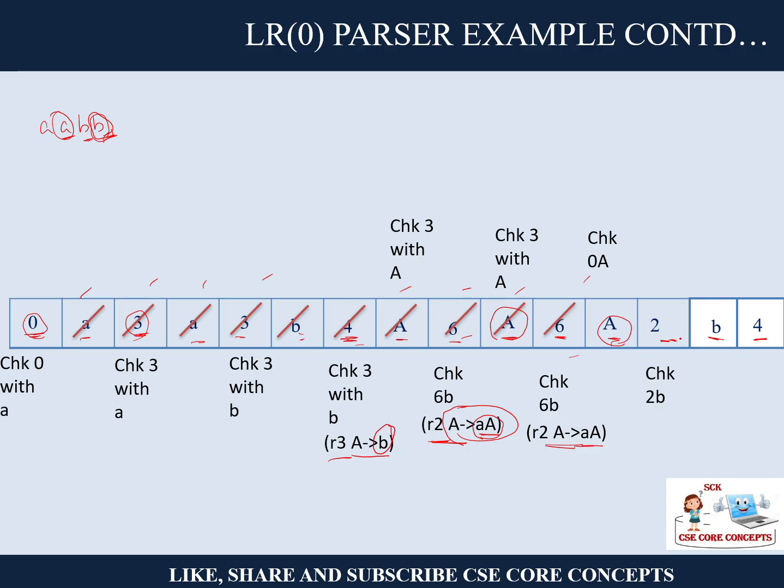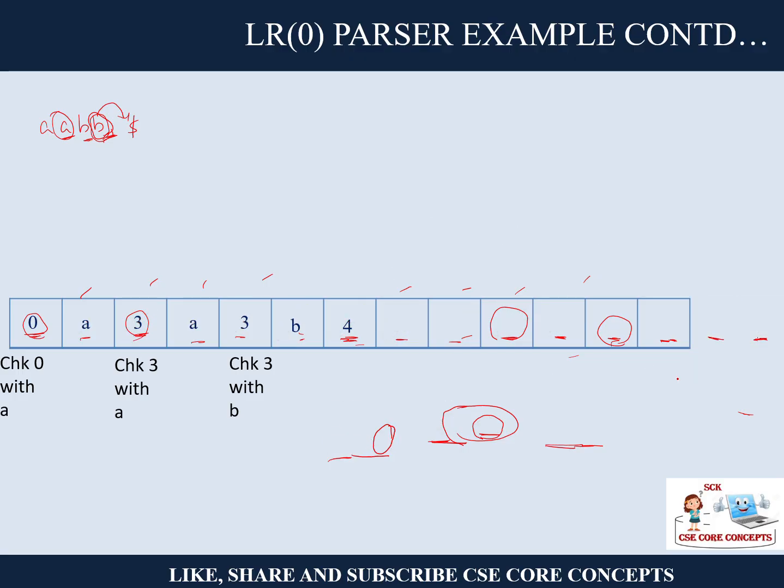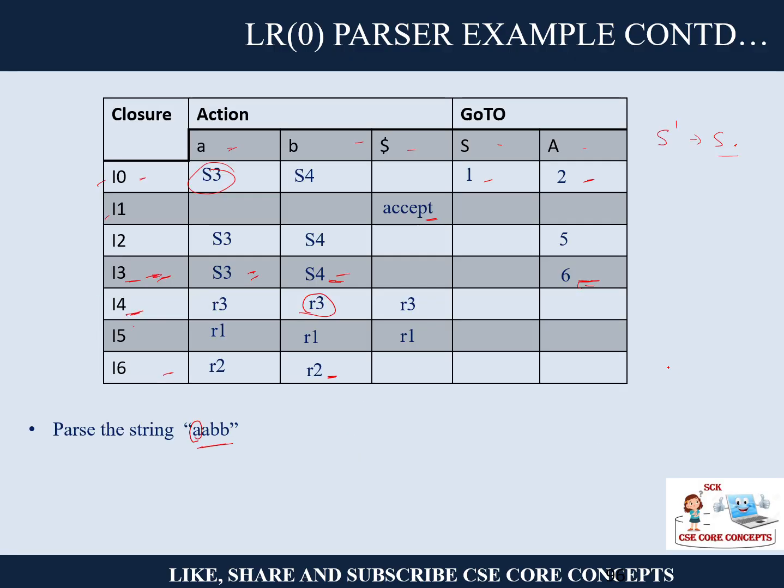Okay. Now you check 4. Now your string is over here. B has been pushed into the stack. So now you have a dollar. So now you have to check 4 and dollar, right? So let's check the closure 4 with the dollar symbol. So what is your closure? I4. Yeah, we have I4 with the dollar symbol, that is R3.